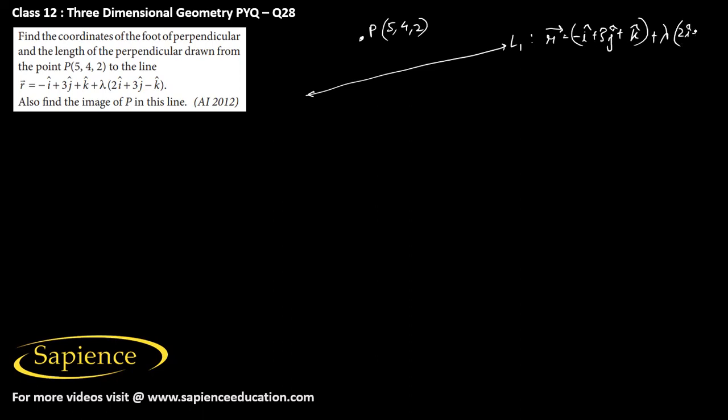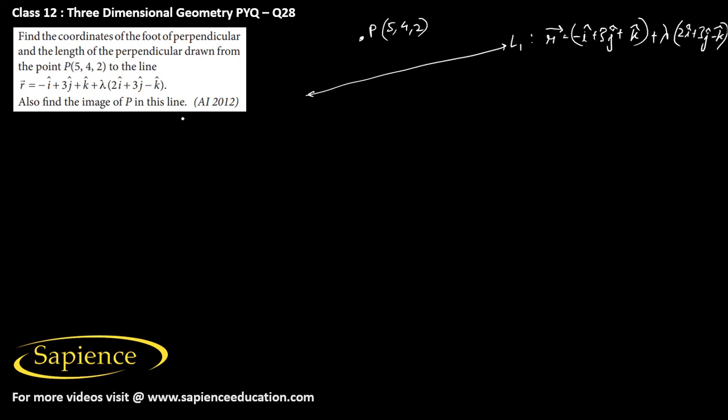So here it has been asked to find the coordinates of the foot of the perpendicular and the length of the perpendicular drawn from this point to the line. Here the point has been given. The point is, suppose, P, which is (5, 4, 2), and the equation of the line L1 is r vector equals minus i cap plus 3j cap plus k cap, plus lambda times (2i cap plus 3j cap minus k cap).